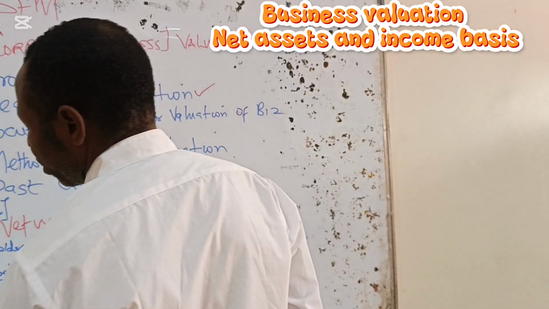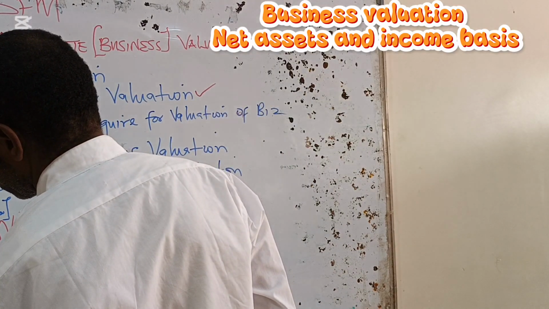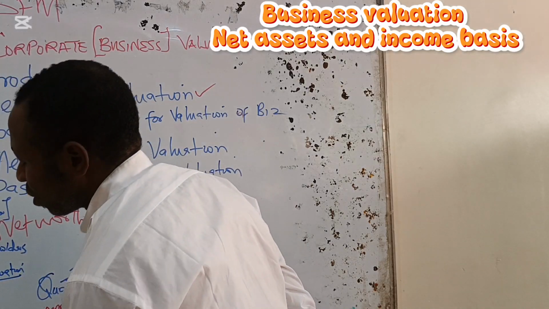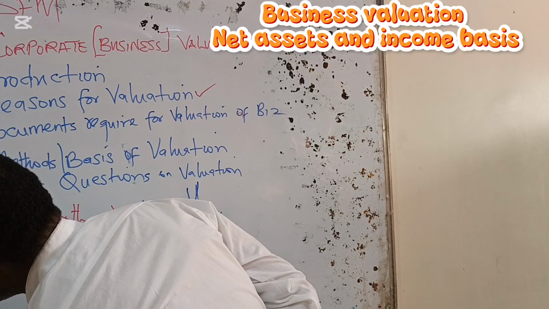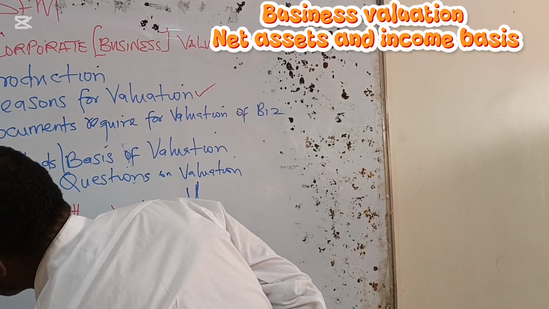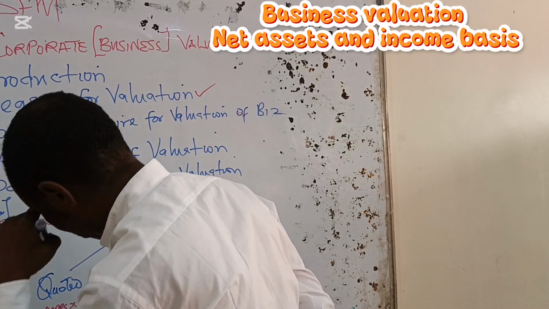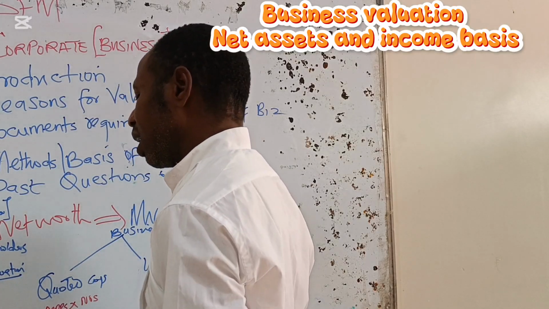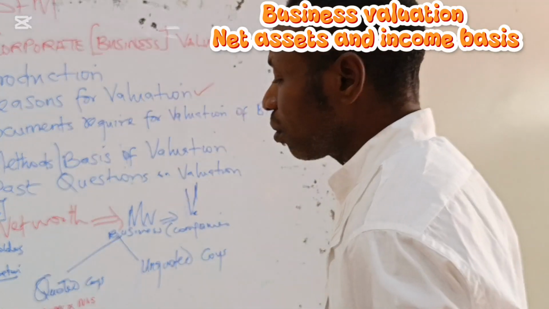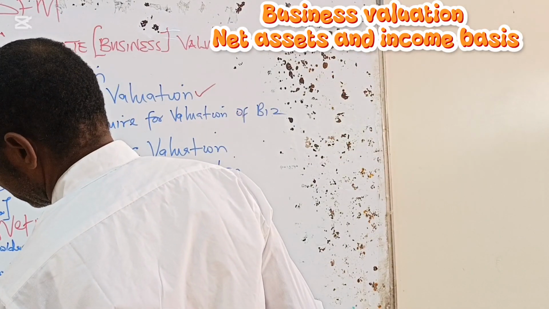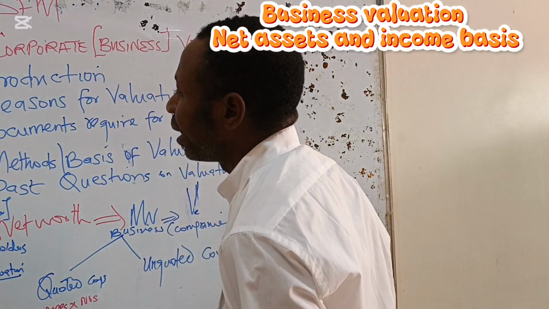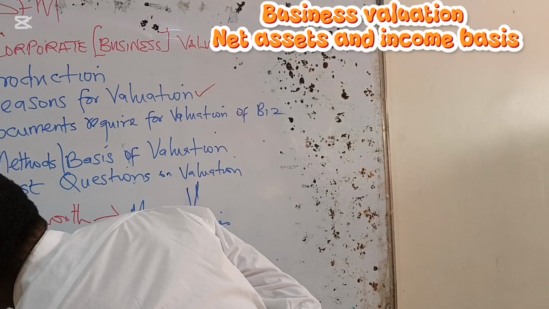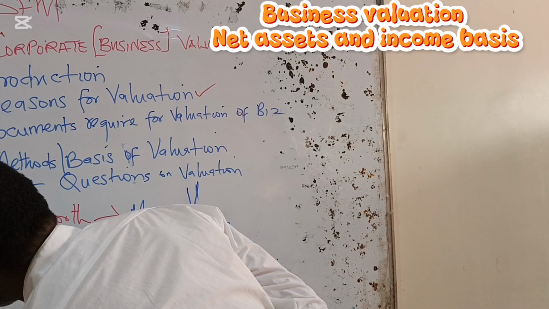Another set of documents that may be required are legal documents, such as the business registration document, certificate of incorporation from CAC, the memorandum of association, articles of association. You will also require the entity to provide you any litigation, threat of litigation documents for business valuation.